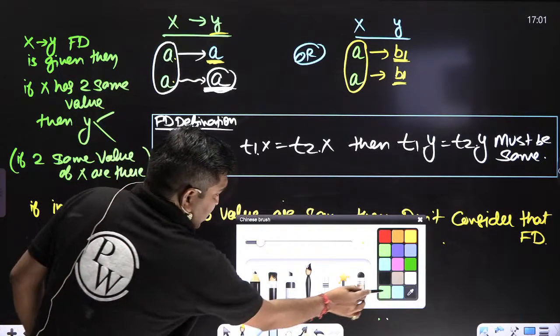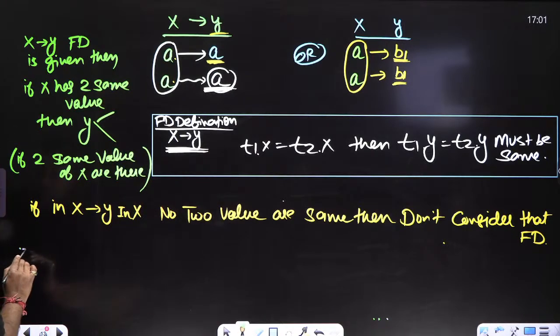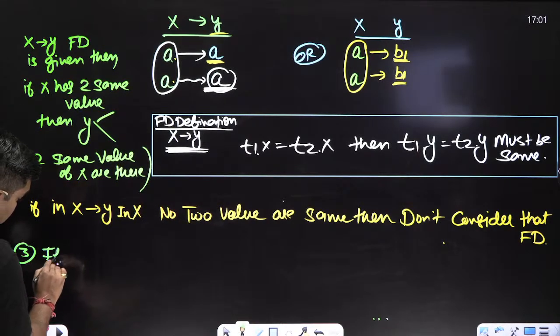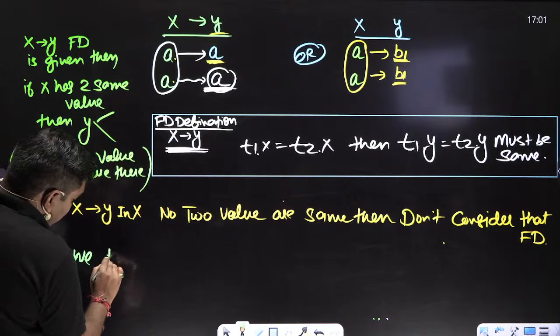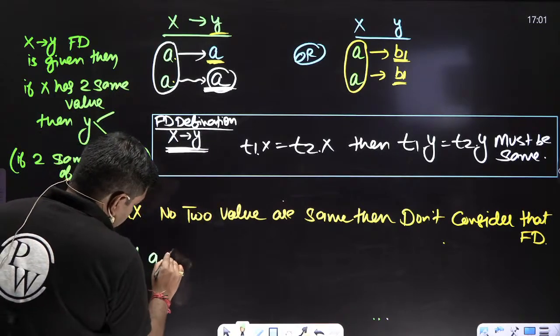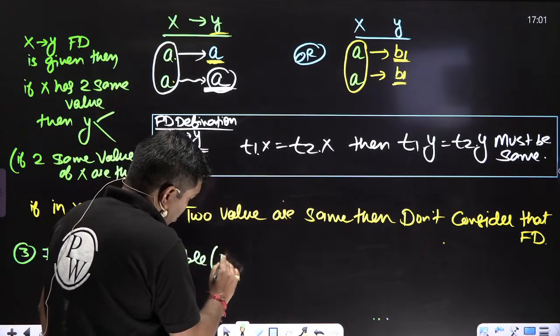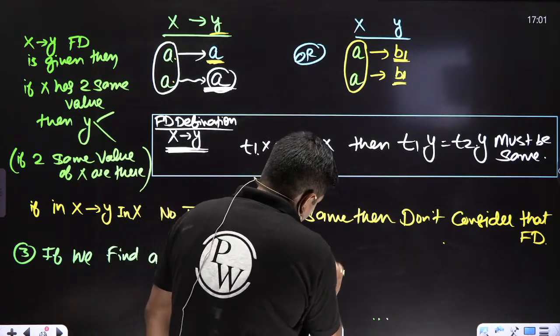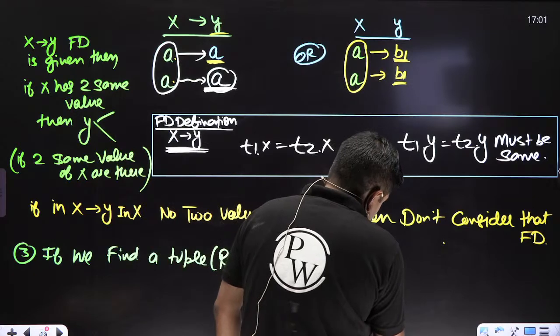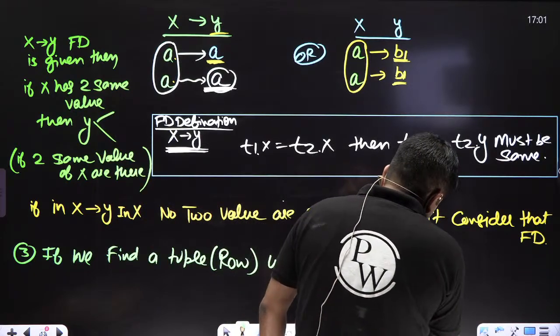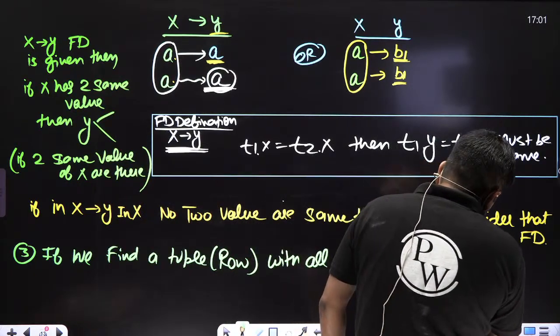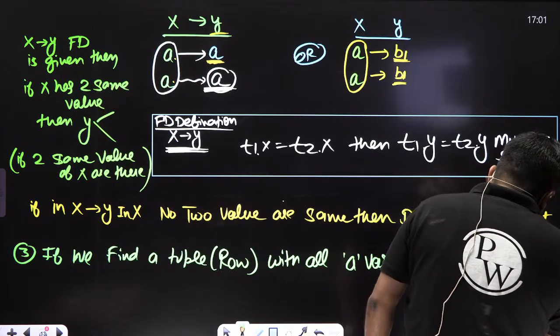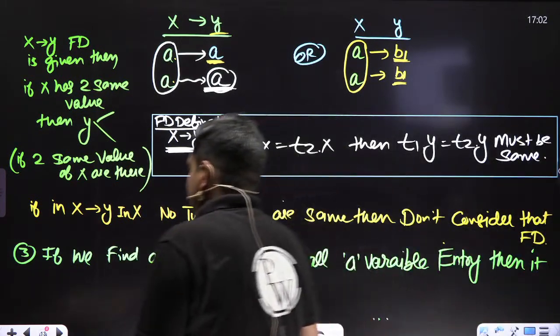Now, what is happening if we find a tuple or row with all a variable entries, then it is lossless.